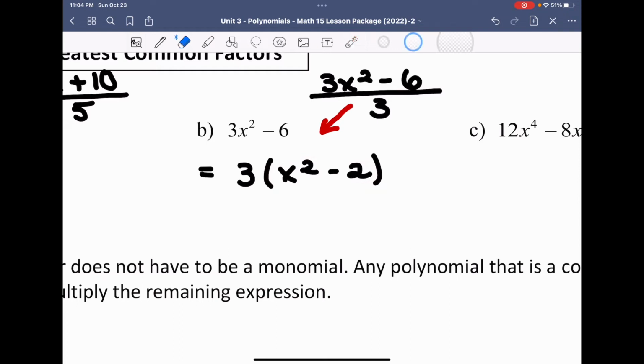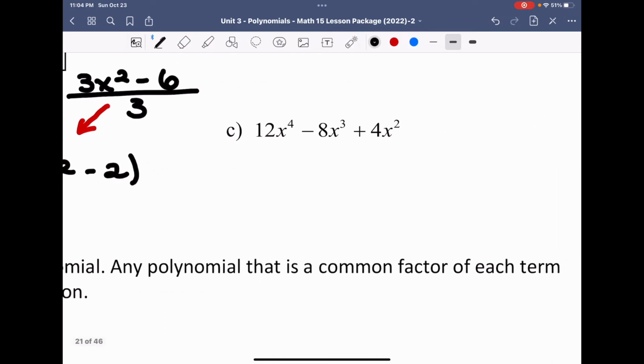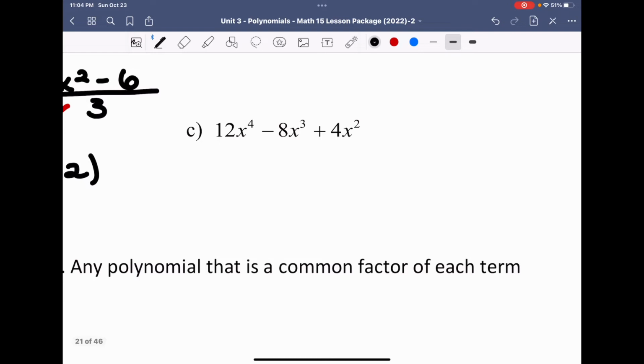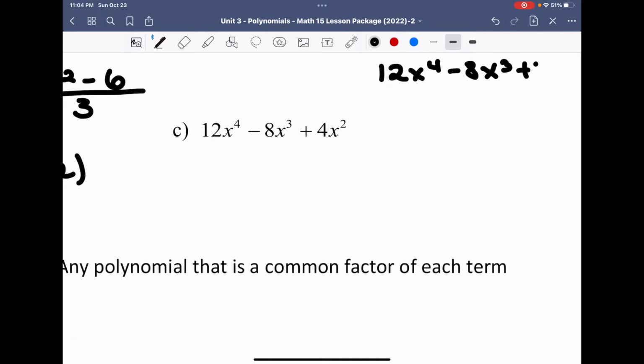No. Finally, example 1c here. I scroll over and I have 3 terms, so this is a trinomial and I want to factor out something common. I'm going to start with the numbers here. So I'm going to write this above, 12x^4 minus 8x^3 plus 4x^2, that is. What's common here? They can actually all be divided by 4. And not only can they all be divided by 4, but they can also all be divided by an x squared term because they at least all share x squared.